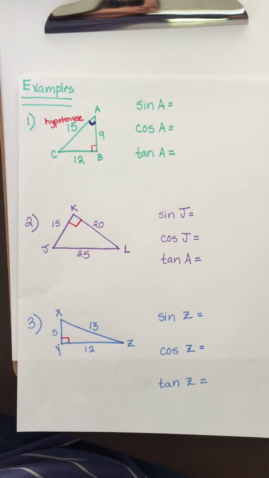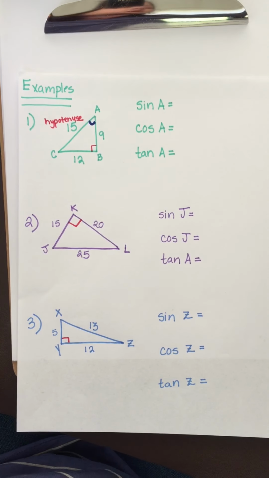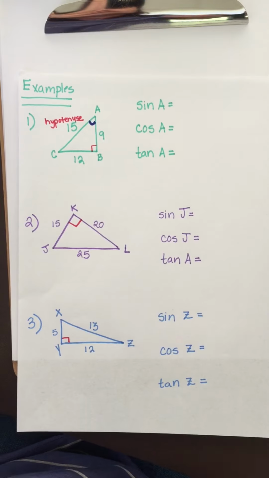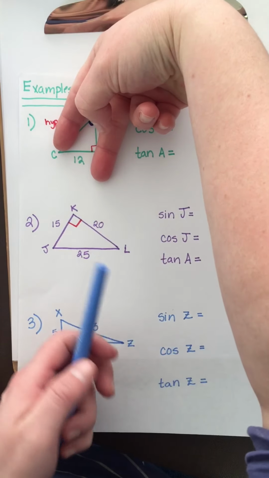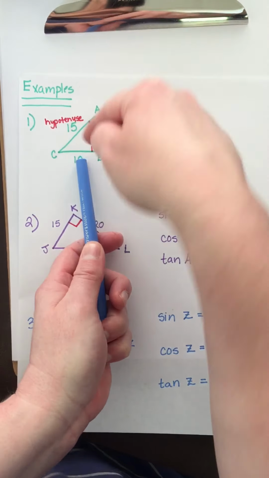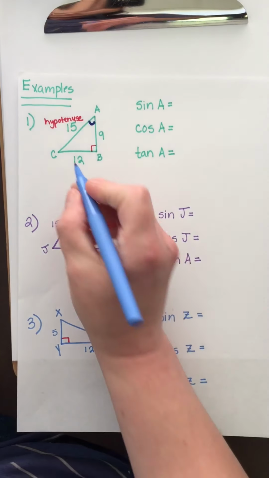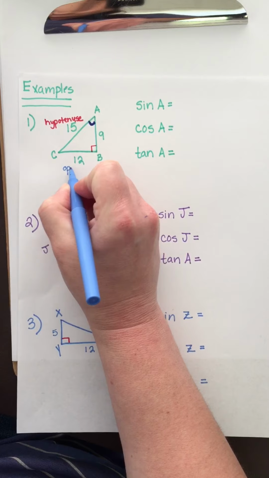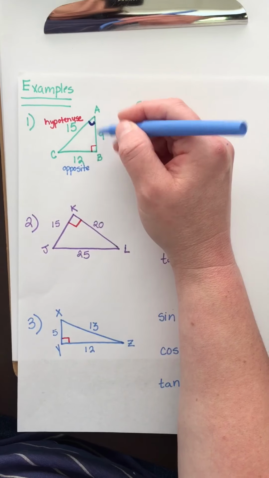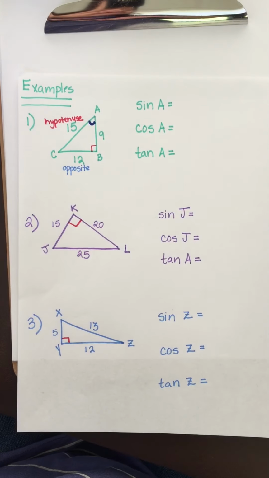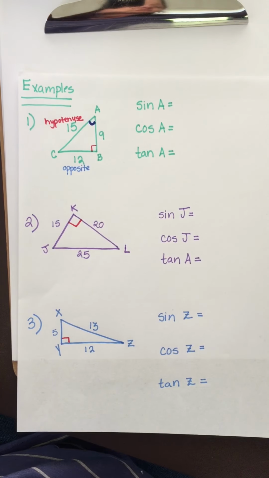All right, and then we want to do opposite. So opposite is going to be the side of the triangle that's not part of the angle. So when I look at angle A, here's angle A, and the side that's not a part is this length of 12. So this is going to be opposite, which means this 9, which is a side of the angle, that length is going to be our adjacent.